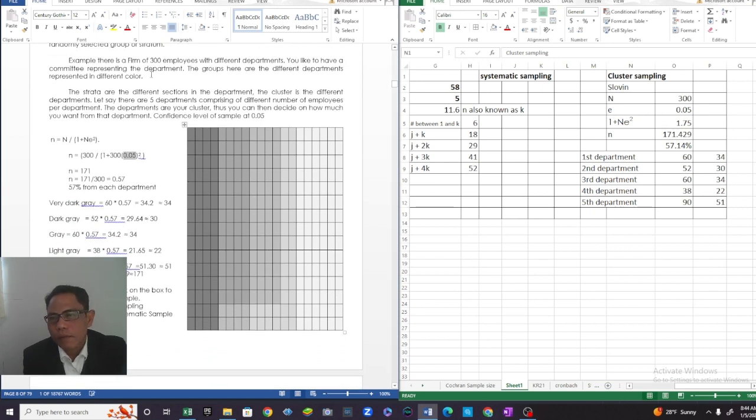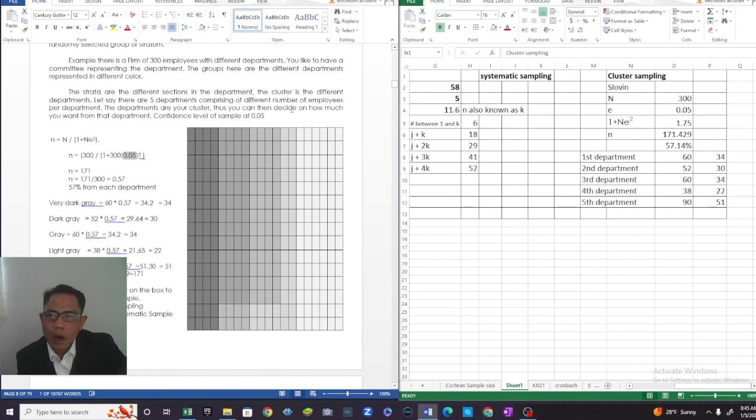Example, there is a firm of 300 employees with different departments. You would like to have a committee representing the departments. The groups here are the different departments represented by the different colors. We have very dark gray, light gray, and very light gray. The strata are the different sections in the department. The cluster is the different departments. Let's say there are 5 departments with different numbers of employees per department. The departments are your cluster.